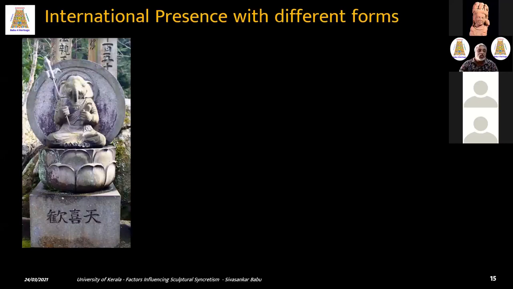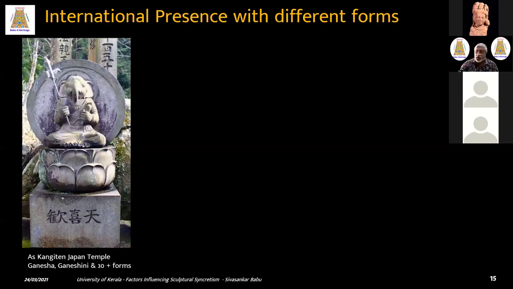This is Japan. See the attire, the Japanese dress, and the Japanese radish. This is the Japanese form. In Japan, interestingly, Ganesha has 30 plus forms, and this is one. They have Ganesha and Ganeshini also.